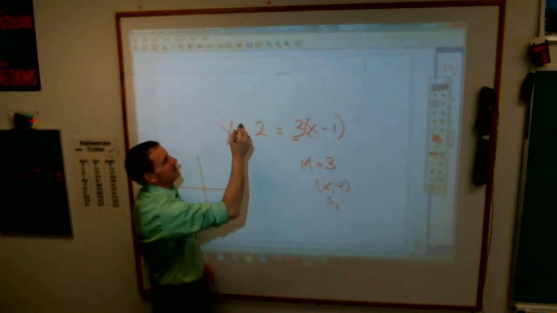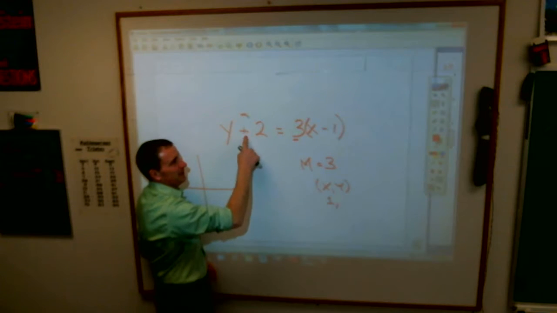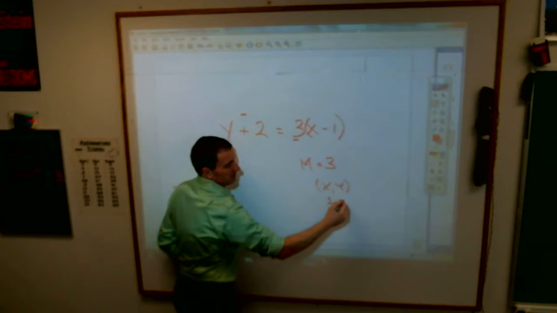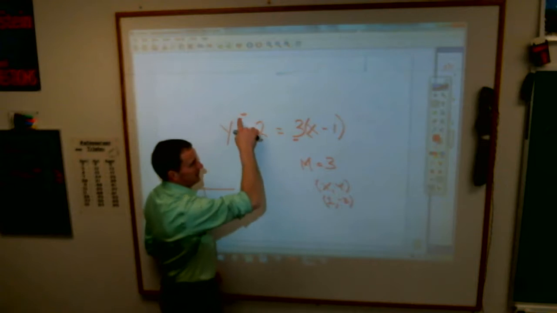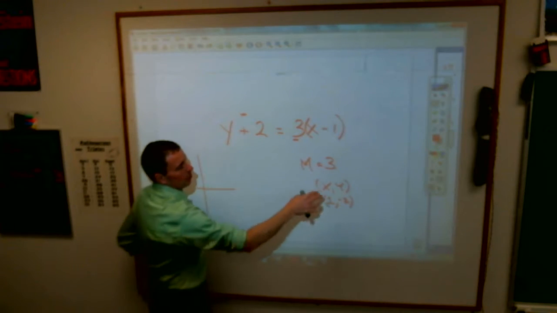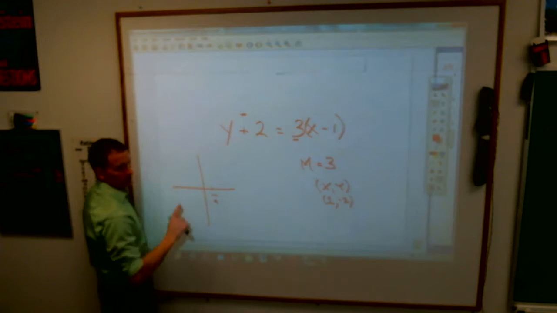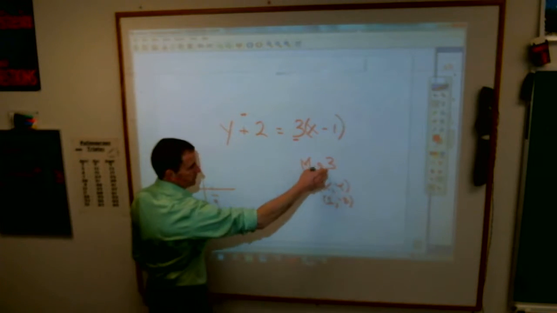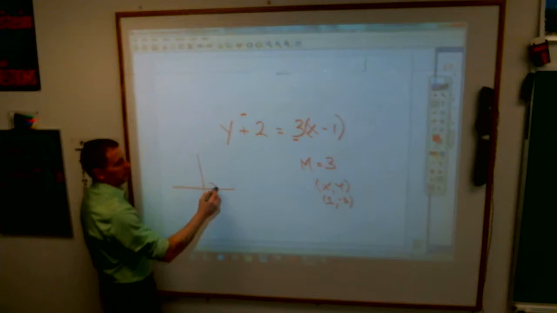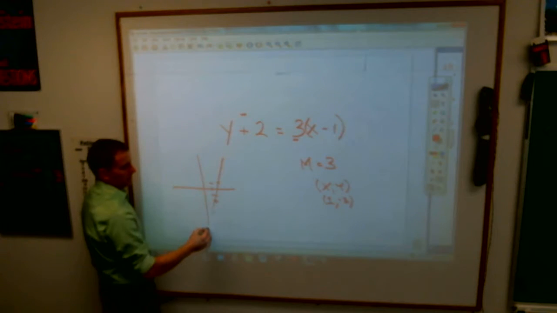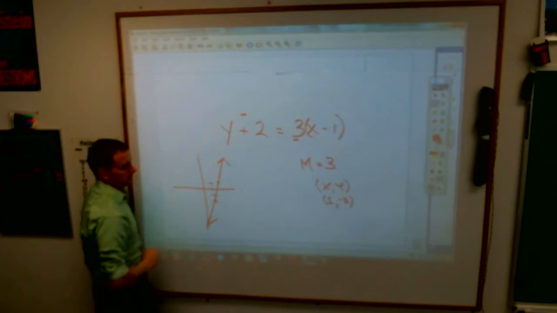Because the original equation is a negative, so to make this a positive, that one had to be a -2, because it's a -2 to give you the +2. Once you know that point, 1, -2, that's your one point you needed, and you know the slope is 3, so you just go up 3 over 1, and you've got the line graphed.